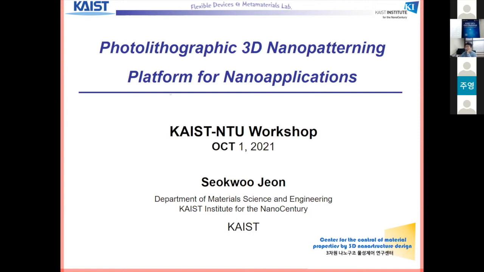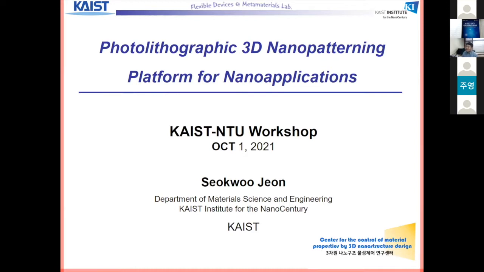Okay, so today I'm going to talk about the photolithographic 3D nanopatterning platform. Platform technology is generally useful for collaboration. Luckily, last year my group was awarded special funding resources from the Korean government, and we founded a center for the control of material properties by 3D nanostructure designs.